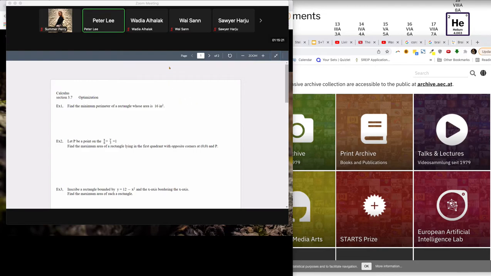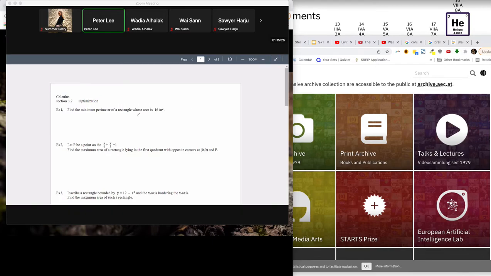So what is this? It says here, example 1, find the minimum perimeter. And the title of the section is optimization. What is optimization? Optimization means what? Optimization is finding what? Maximum and/or minimum.